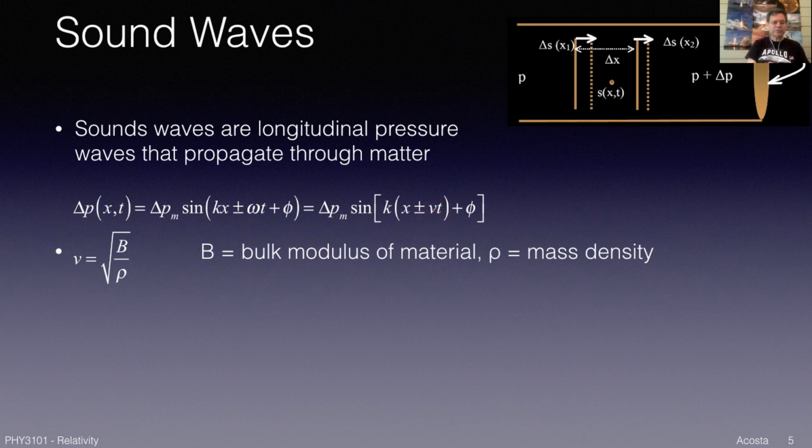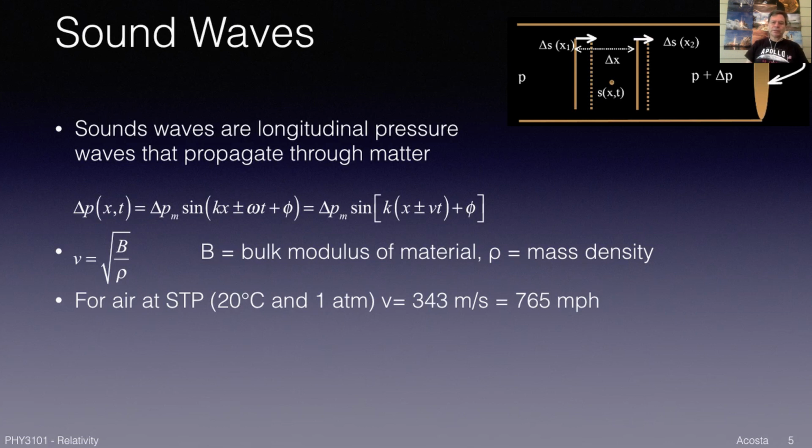And it turns out, if you do the F equals ma Newtonian physics to solve for these pressure waves, that velocity depends on the square root of something called the bulk modulus of the material, how stiff it is basically, over its mass density, how many kilograms per cubic meter. So in other words, it depends on the properties of the matter the sound is propagating in.